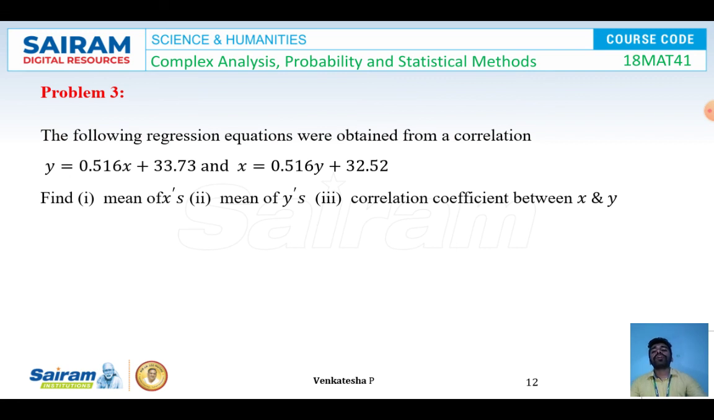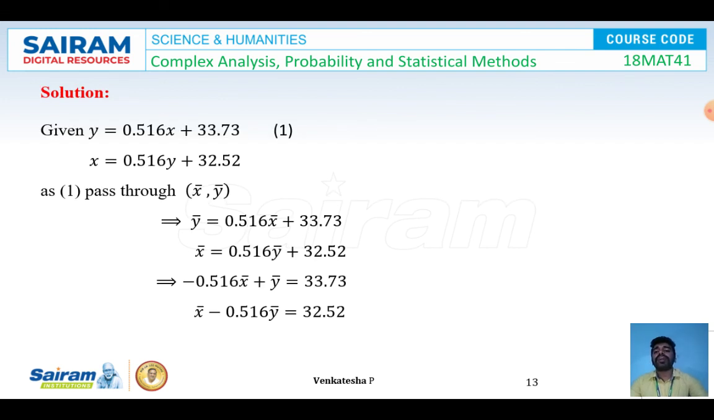Problem number 3. The following regression equations are obtained from the correlation table: y is equal to 0.516x plus 33.73 and x is equal to 0.516y plus 32.52. Find the mean of x, mean of y and the correlation coefficient between x and y. Same thing here also, take the two equations first. y is equal to 0.516x plus 33.73, x is equal to 0.516y plus 32.52, and call this equation number 1.